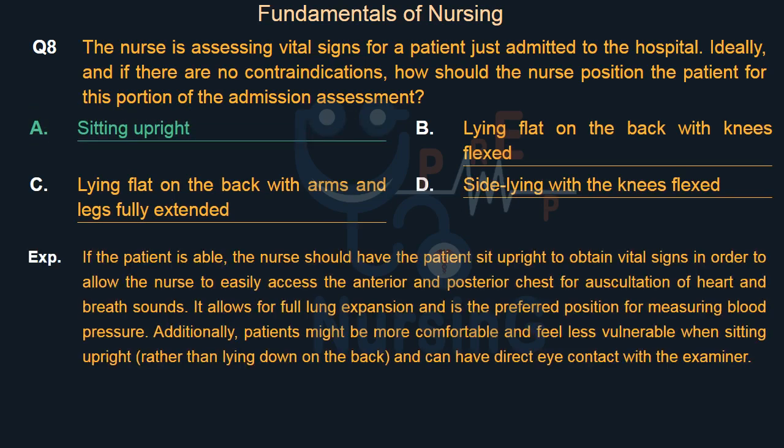Sitting upright. If the patient is able, the nurse should have the patient sit upright to obtain vital signs in order to allow the nurse to easily access the anterior and posterior chest for auscultation of heart and breath sounds. It allows for full lung expansion and is the preferred position for measuring blood pressure. Additionally, patients might be more comfortable and feel less vulnerable when sitting upright, rather than lying down on the back, and can have direct eye contact with the examiner.